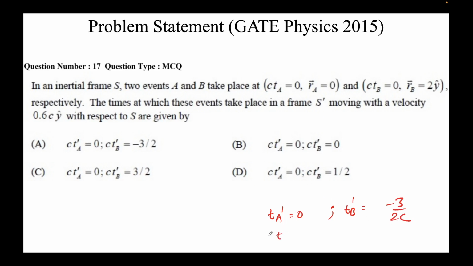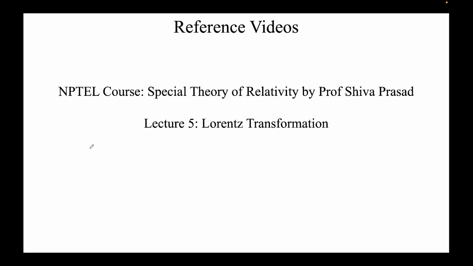I'll just multiply both sides by c. So c tA prime is equal to 0, and c tB prime would be minus 3 by 2. So these are the coordinates that we have obtained. c tA prime is 0, which is 0 in all four options, but c tB prime should be minus 3 by 2, so it's only in option A. This is an MCQ with only one correct answer, and A is the correct option here. Thank you for listening.